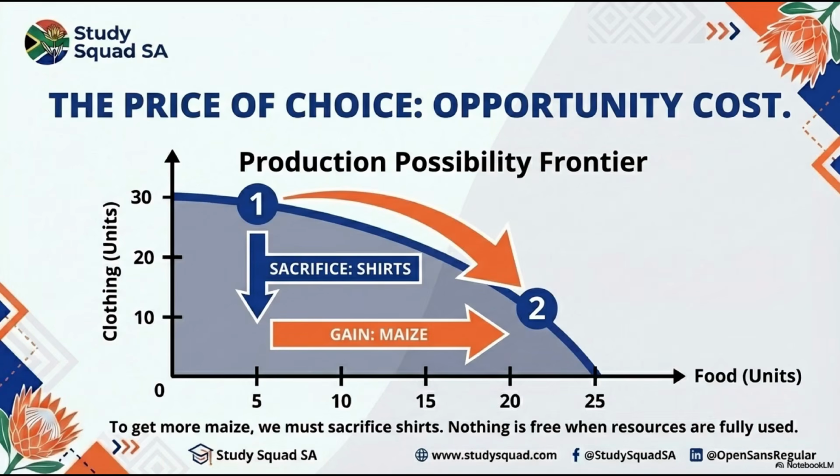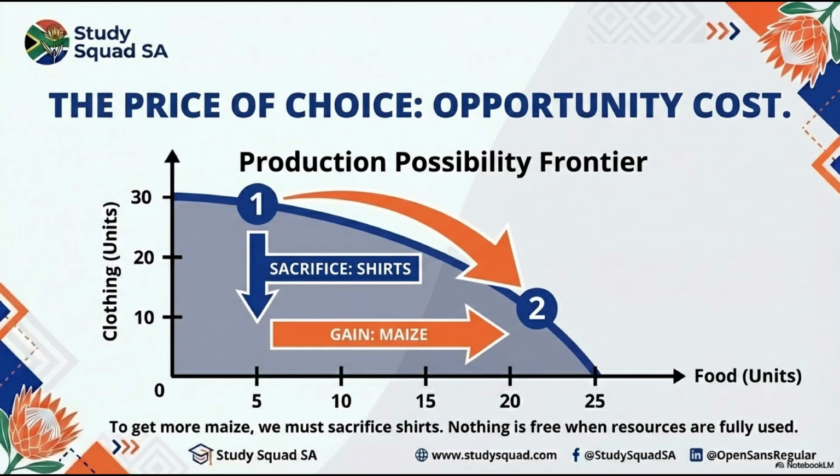Let's go back to our food and clothing example. Initially, shifting some resources from clothing to food might be relatively easy. But as you continue to shift resources, you might have to take highly skilled clothing workers and retrain them for farming, which is less efficient. The cost of producing each additional unit of food goes up.